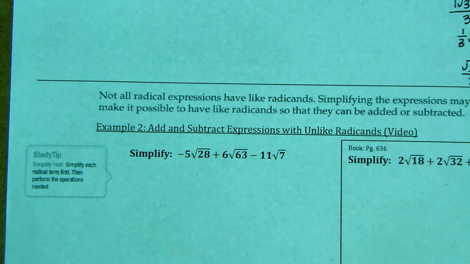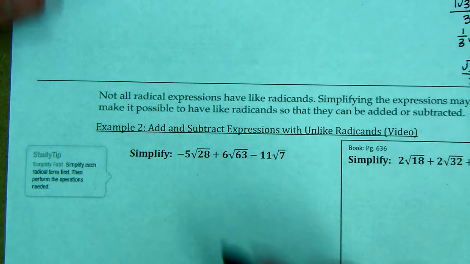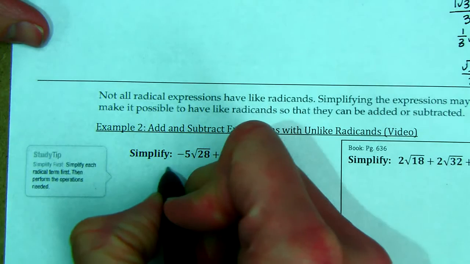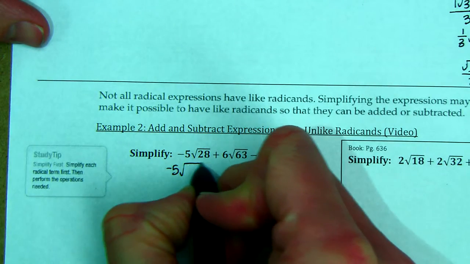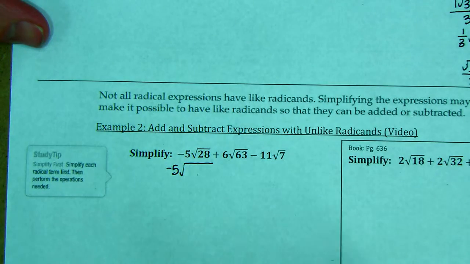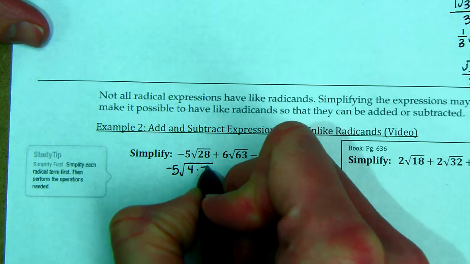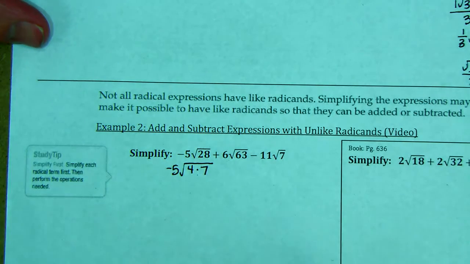All right, so 28, what perfect squares are in 28? The answer to that question, I hope you know, is 4. So if I take the square root of 4, which is 2, I have to bring that out here. And I get negative 10 square root of 7.